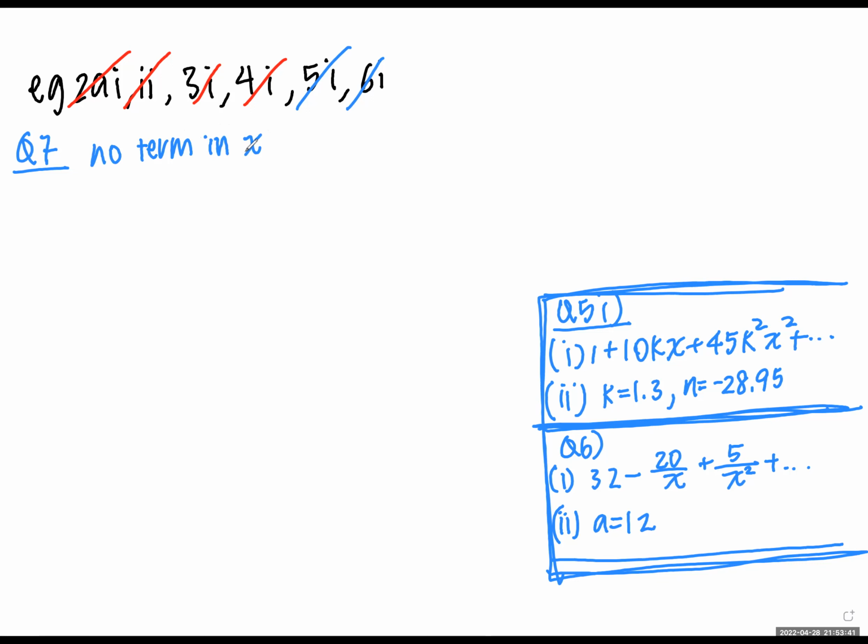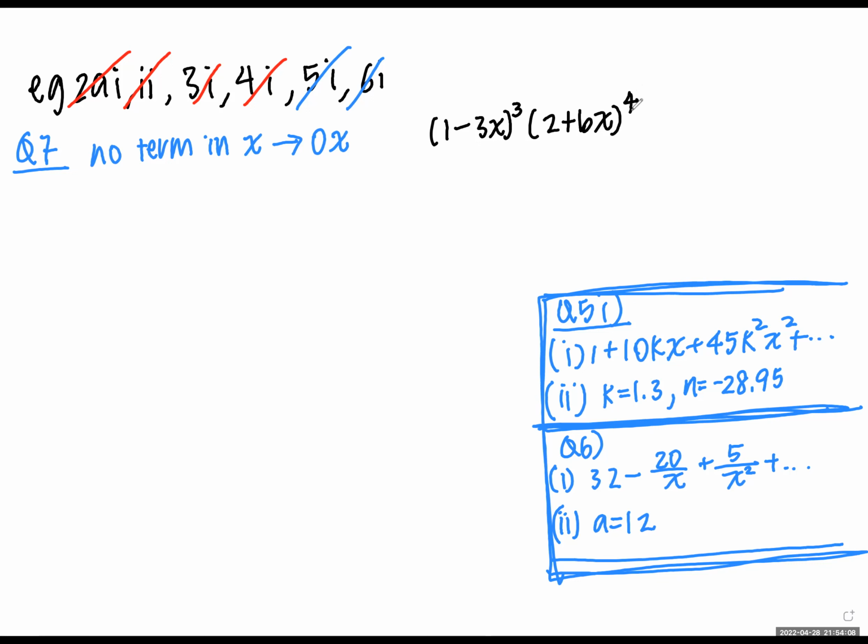Okay, so let's go to number 7. Remember just now we were saying what is no term in x? So do you remember? What does no term in x mean? 0x. Exactly, 0x. So right now the question tells you that there is no term in x in the expansion of 1 minus 3x cubed, 2 plus bx to the power of 4, right?